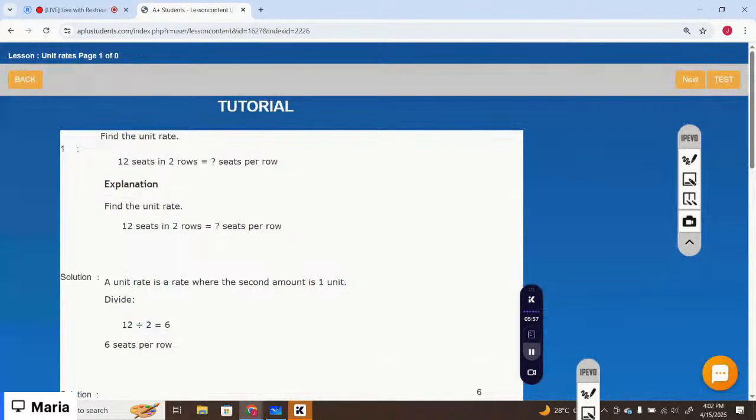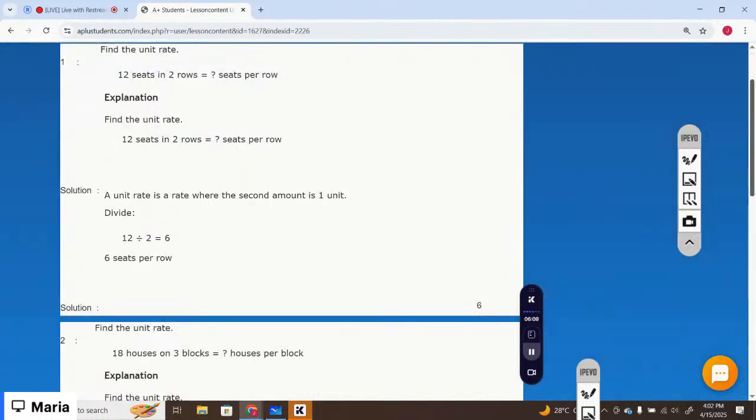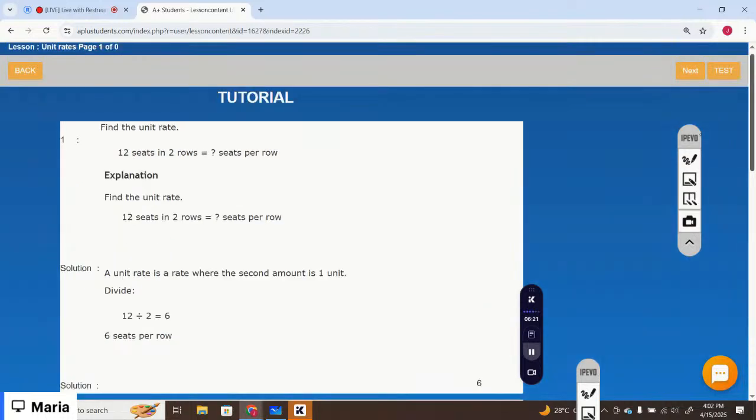So 12 seats in two rows. That means you need to see how many seats in one row. 12 divided by 2 is 6. That is 6 seats per row. Let's just start with the test questions.